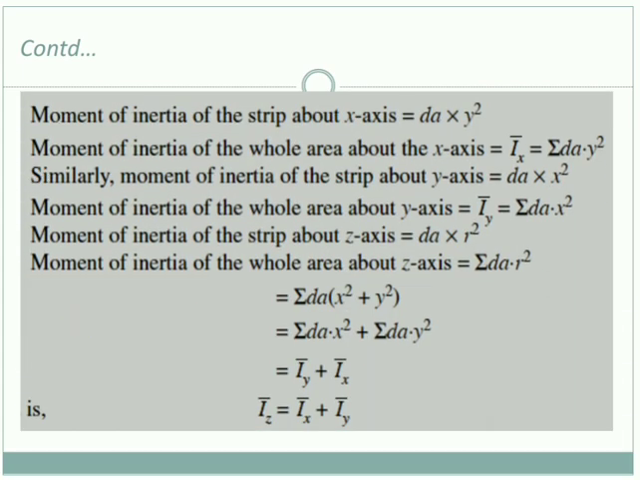So now again the proof is hardly a 4-5 liner, which is very easy to understand. What is the moment of inertia of the strip about the x axis, or the elemental area about the x axis? dA into y square. Y is the perpendicular distance. Therefore, the moment of inertia of the whole area about the x axis will be what? Ix is equal to summation dA.